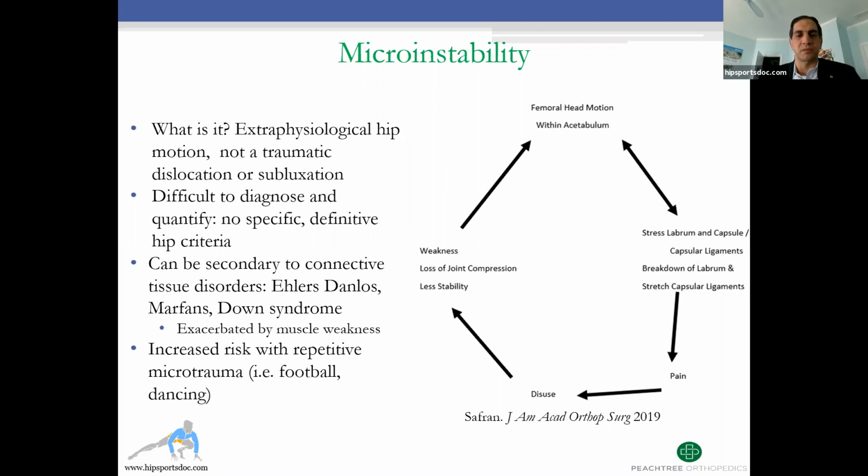Some of these patients, especially if they have microinstability, if they shut down, meaning they become less active, a lot of times they won't improve, or they'll even feel worse because the muscle weakness then contributes to further instability. Also increased risk with repetitive microtrauma, particularly in dancers.